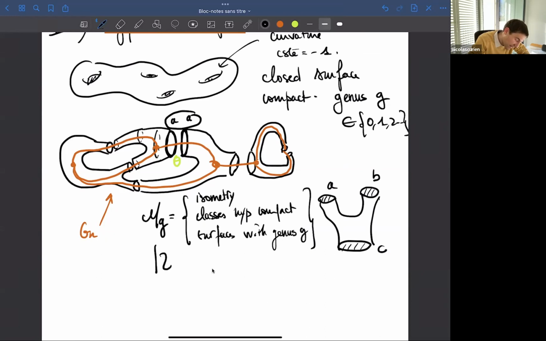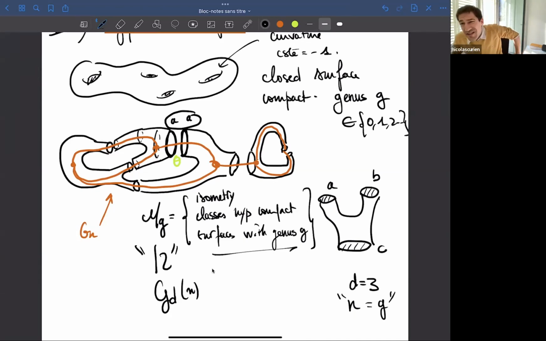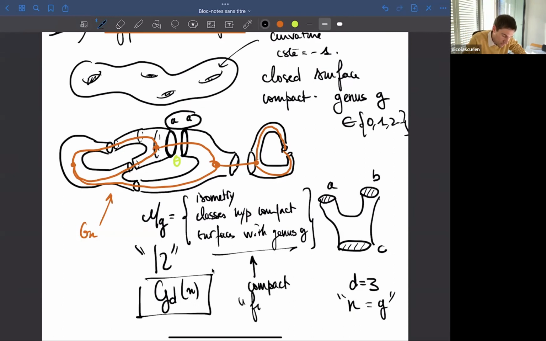This plays roughly the same role as our space G_d(n) of all d-regular graphs. d here you may think of as fixed, and n plays the same role as g. So this space is nice. It's not a discrete space. This one was discrete, with a finite number of elements in it, but this one is almost as nice. It's a compact, finite dimensional manifold. So it's the continuous counterpart to a finite set.